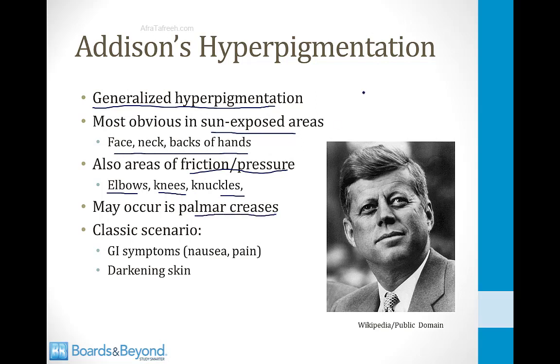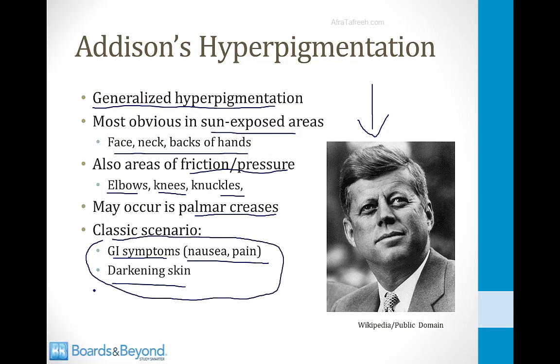Some of you may know that John Kennedy, whose picture is shown here, was President of the United States until his assassination in 1963, and he had Addison's disease, so he always looked like he had a tan, which people thought came from sailing on Cape Cod, but it actually came from his Addison's disease and ACTH. So a classic board scenario that you should be aware of is a patient who has GI symptoms like nausea and abdominal pain and also complains of darkening of the skin. These two should immediately make you think of Addison's disease.